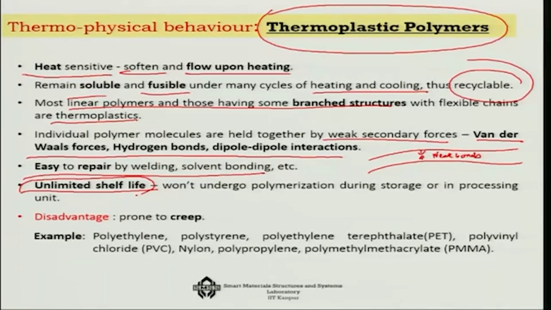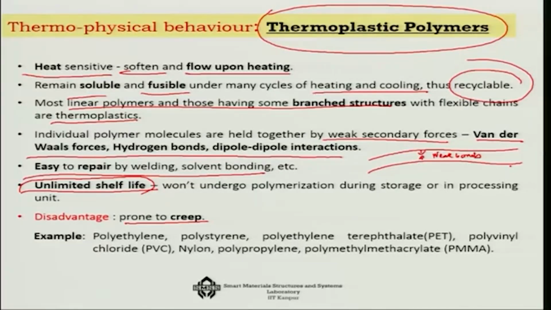What is the disadvantage? It is prone to creep. You can easily see that the chains can slip over each other with a little bit of force, because the force that holds them together is a weak force like van der Waals force or hydrogen bonding. Hence, with a little bit of force you can easily move one over the other.